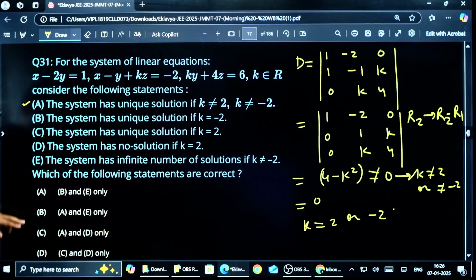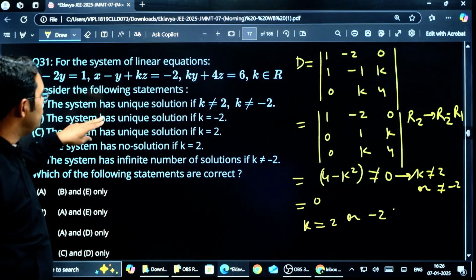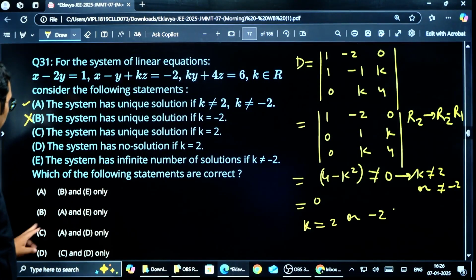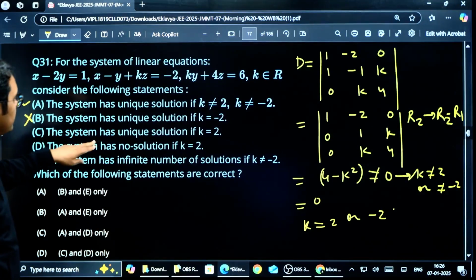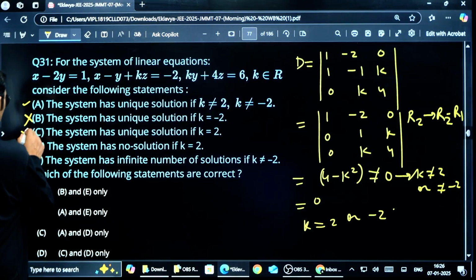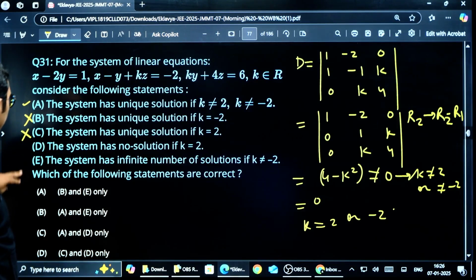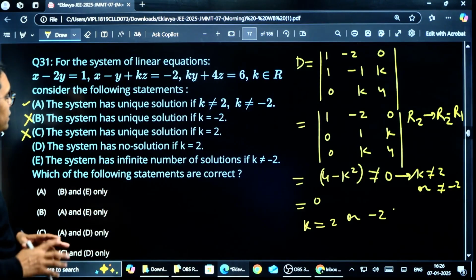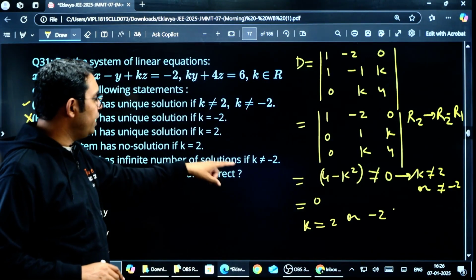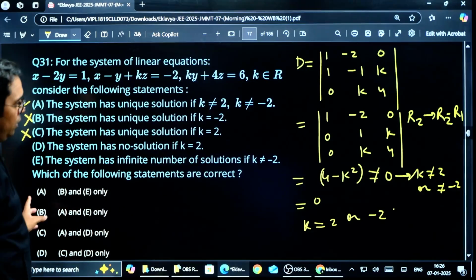So among the options A, B, C, D, I think A is there. So I think B and C we will focus on. Now, the system has a unique solution if k is equal to -2. That is definitely wrong. The system has a unique solution for k equal to 2; I think for 2 also we cannot have a unique solution. So I think we are left with D and E. The system has no solution if k is equal to 2. And the system has infinite solutions if k is not equal to -2.